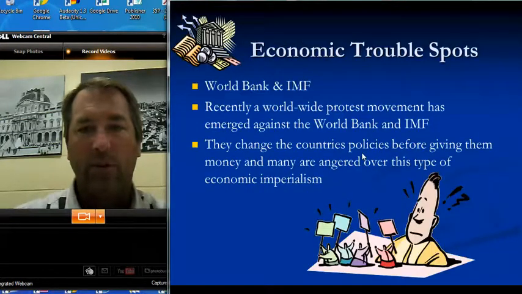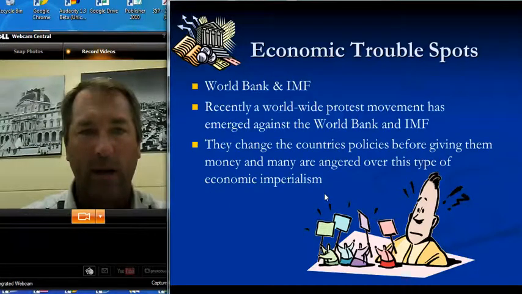So what are some of the trouble spots? Of course, we mentioned already Africa, but the World Bank and the IMF now go and try to mitigate these issues, which has been accused of late as acting sort of as what we call economic imperialism.